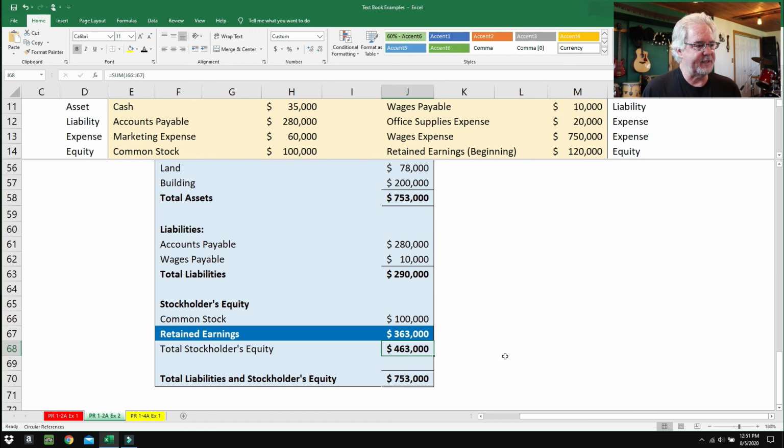So there you go, ladies and gentlemen. That is how you process these transactions.